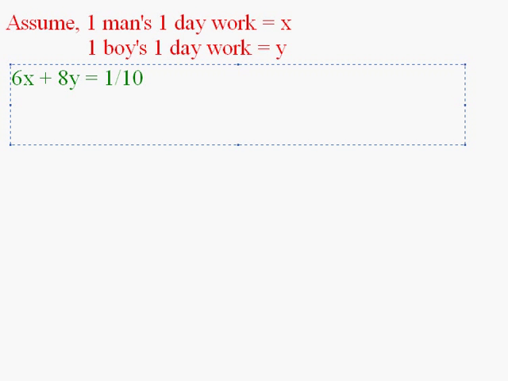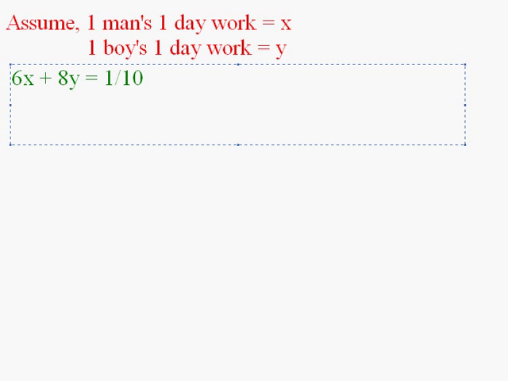Read the assumption. We assumed x as one man's 1 day work. Now 6 men are working, so 6 men's 1 day work will be 6x. In a similar way, one boy's 1 day work is y, so 8 boys' 1 day work will be 8y. They are able to complete the whole work in 10 days. That means 1 day work will be 1 upon 10, right?